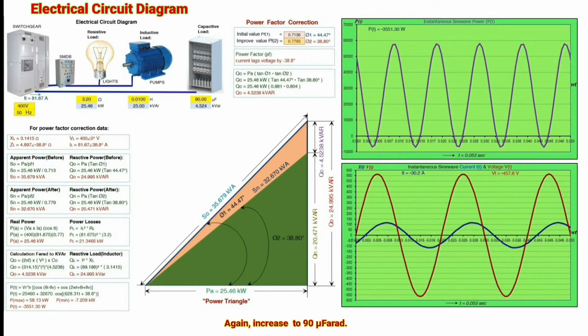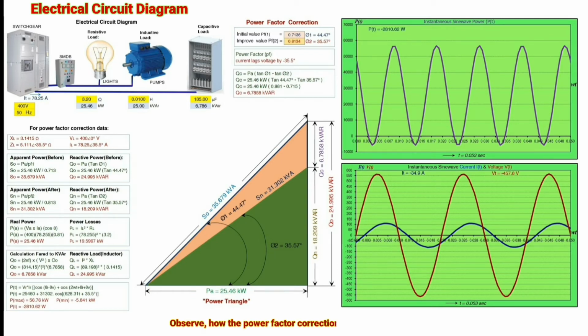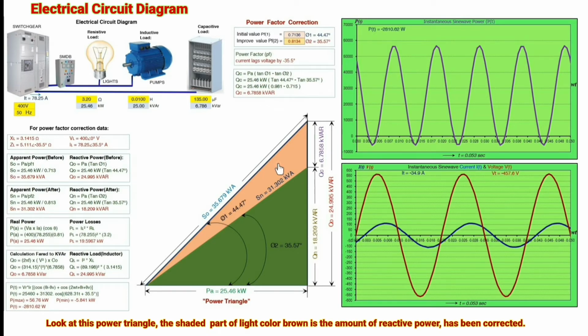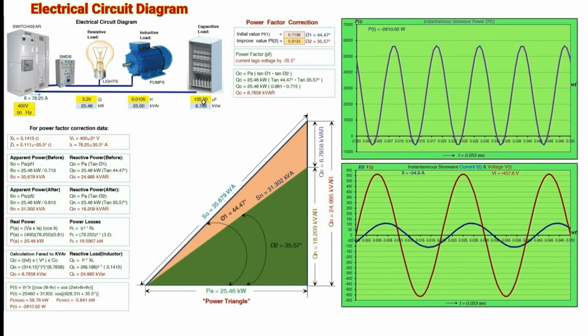Again, increase to 90 microfarad. Our objective is to determine the required reactive power to be installed in order to improve the power factor, cosine theta, and reduce the apparent power. Increase to 135 microfarad. Observe how the power factor correction is achieved. Look at this power triangle. The shaded part, of light brown color, is the amount of reactive power that has been corrected.